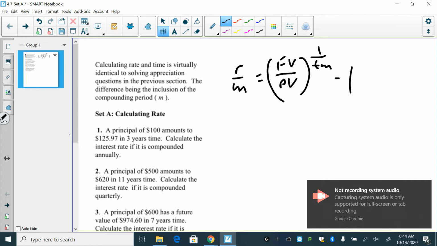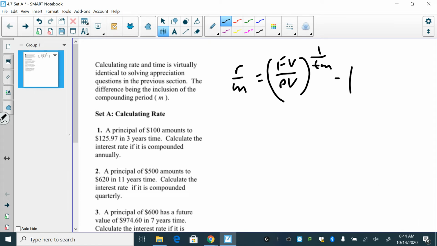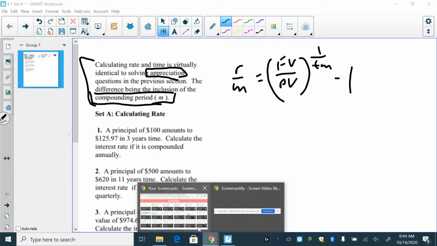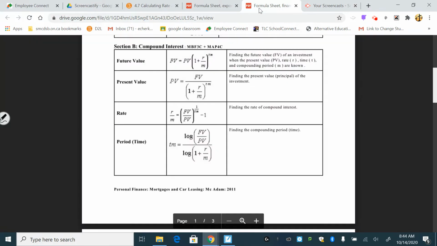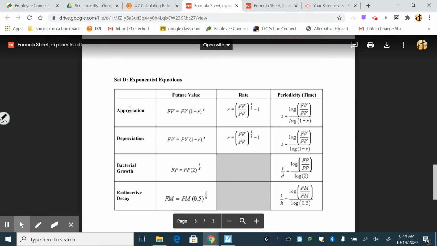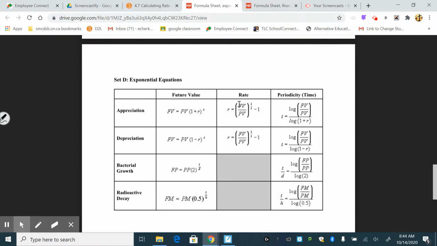All right, so we're calculating the rate in these questions. So that's the little r. If we just look at what it says up top here, when we did appreciation and we solve for r, we're basically doing the same formula, other than we're adding compounding periods, the letter little m, to the formula. So if you go back to your formula package and go to the exponents part where it said appreciation, and we go to the R, we have future value divided by present value, all to the exponent of 1 over t minus 1. So that's what we used in the first part of chapter 4.